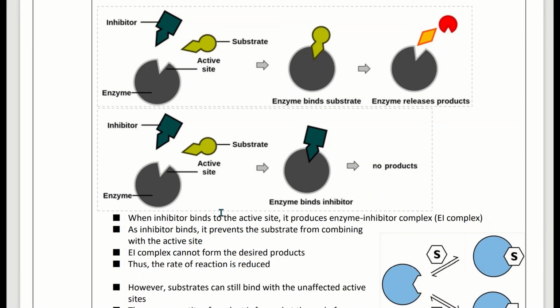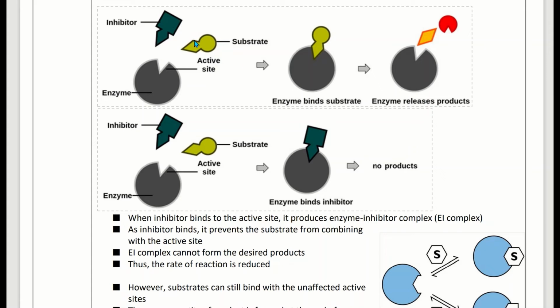Okay, so when inhibitor binds to active site, it produces enzyme inhibitor complex. Okay, this prevent the substrate from combining with active site, and EI complex, enzyme inhibitor complex ni cannot form product. Takkan hasilkan produk, thus the rate of reaction is reduced.